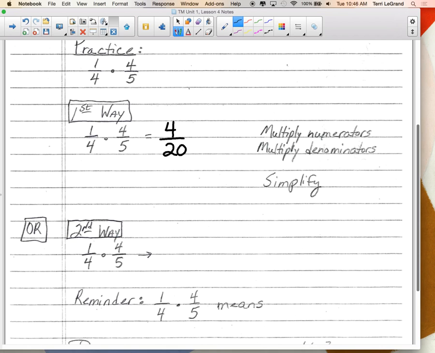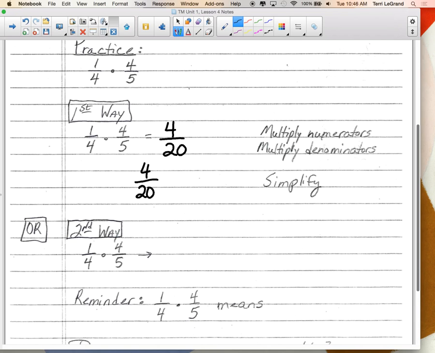And then we ask ourselves, can 4/20 be renamed? Can it be simplified? How do we simplify 4/20? What can be divided into both 4 and 20? Well, they're both even numbers, so for sure what can be? 2. Do you think there's anything bigger than 2? What do you think, Harley? 4? Class, do you think we could take 4 into both of those?